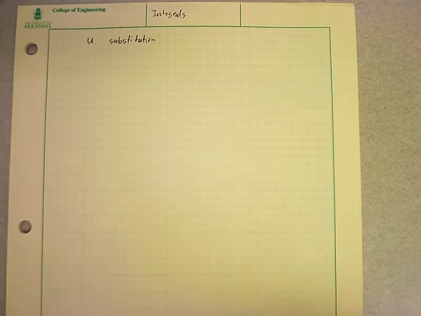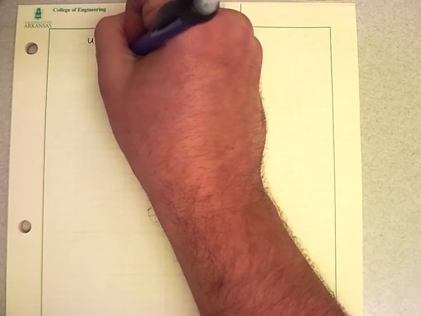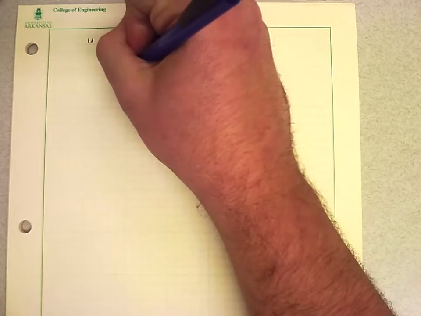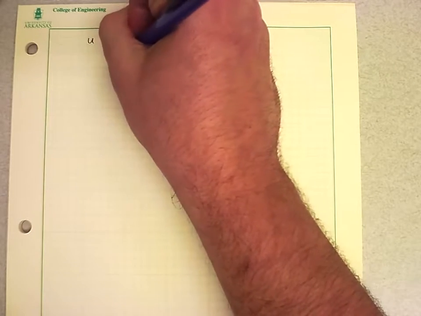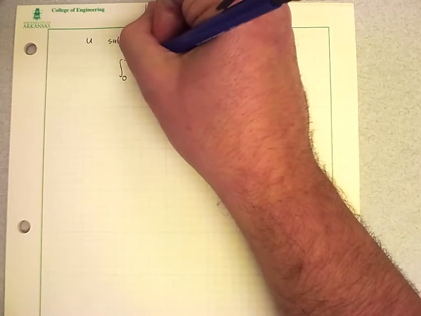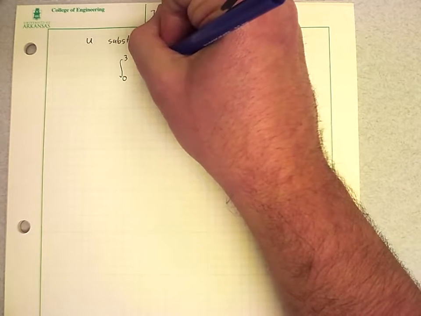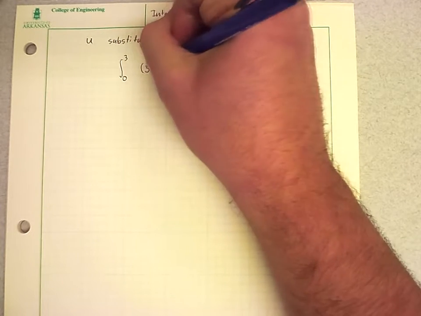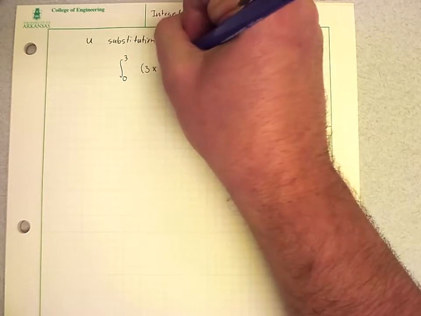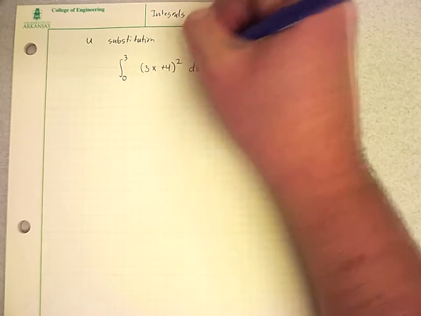Well, one, obviously, so that you don't get confused and think that you can't do X or Y or T. But the other idea is to think about this idea of U can be more than just a single variable. It can be a quantity. So for instance, if we had the integral from, I'm just going to say from 0 to 3 of 3x plus 4 squared dx.